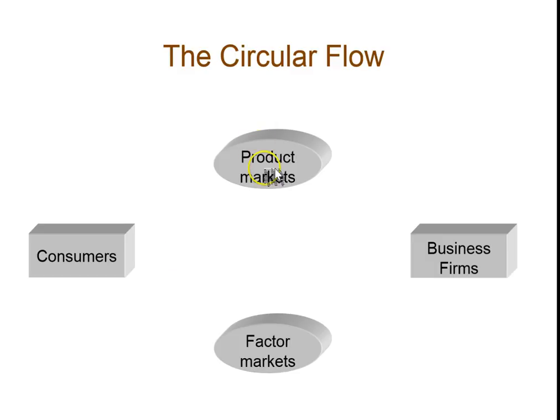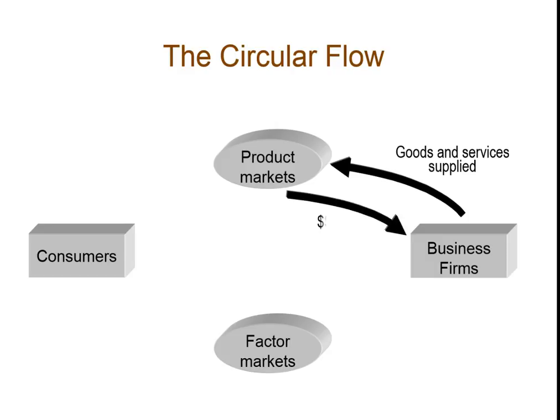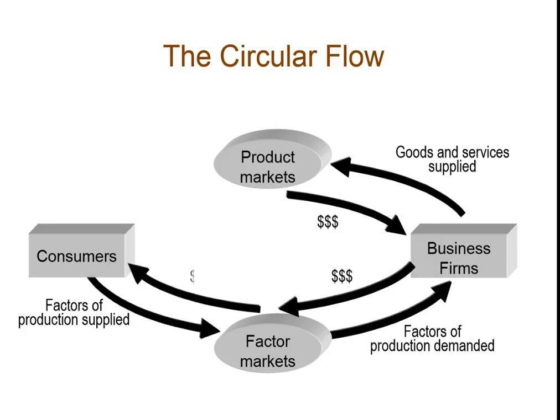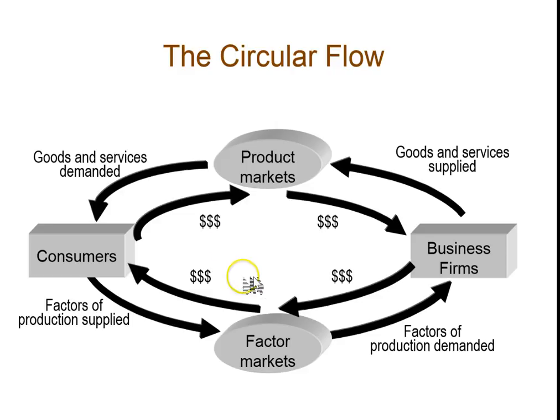So we could try to visualize this. Here's the product market, here's the factors market, and here are the two market participants. They get together in these two markets and interact. And you could see that the interaction has this kind of what we call a circular flow. And what you see here is the outer circle flows in one direction. And what is flowing? Either goods and services or factors of production. And the inner circle, money.